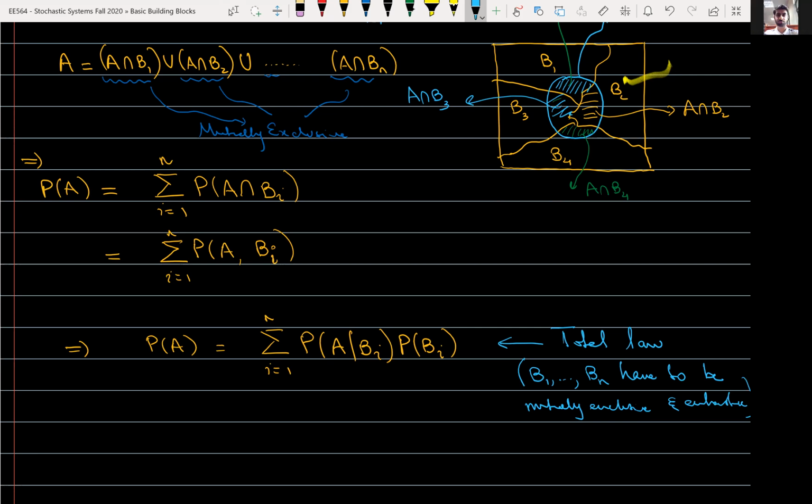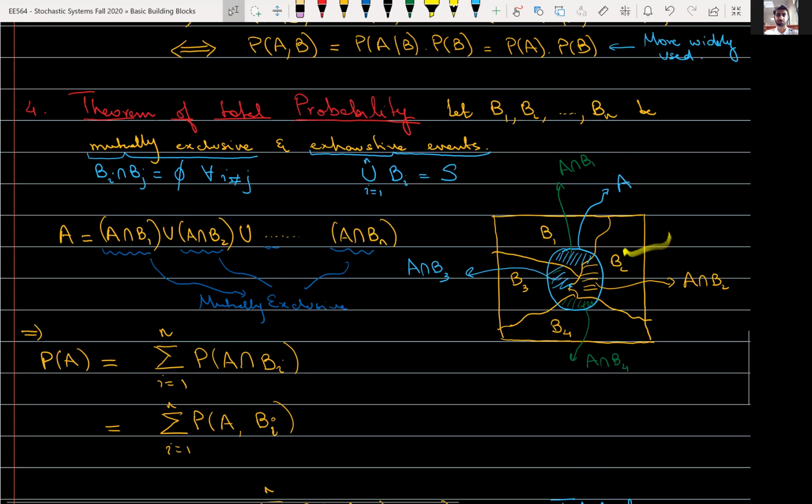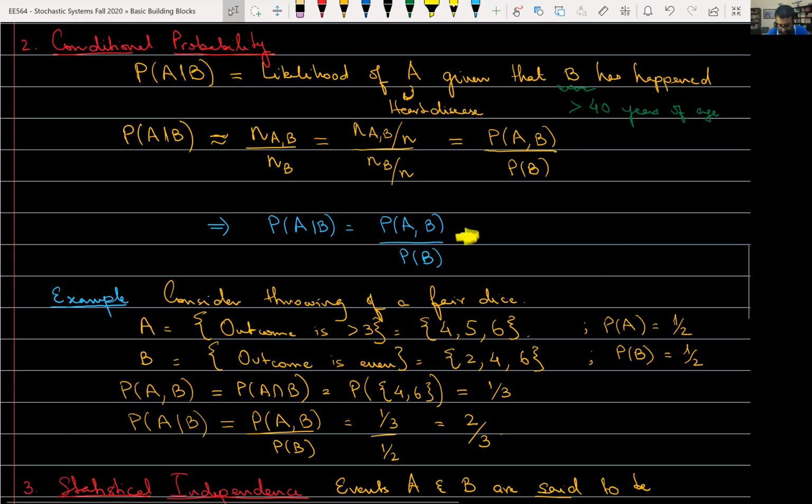Okay, sir. And sir, if you could scroll up a bit, there was a case where A1 is a subset of A2, then the probability of A2 will be greater than A1. That is from the very beginning.